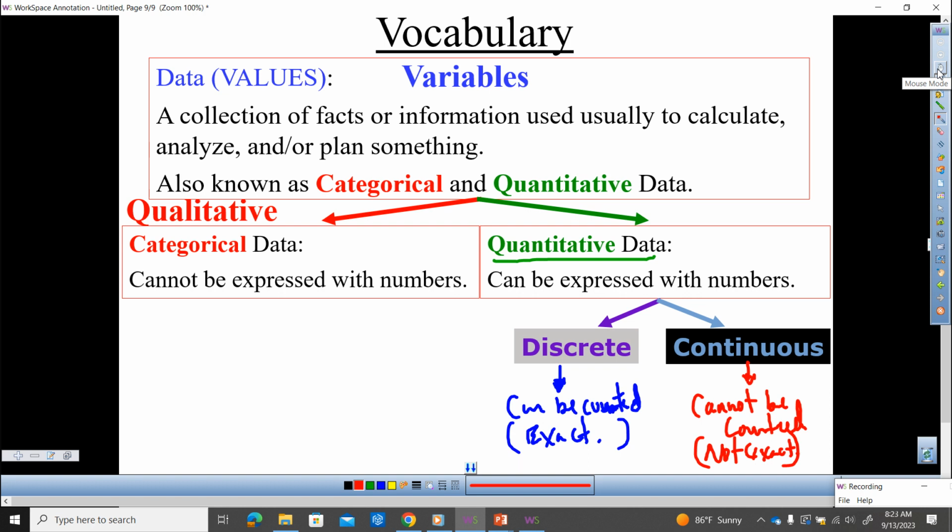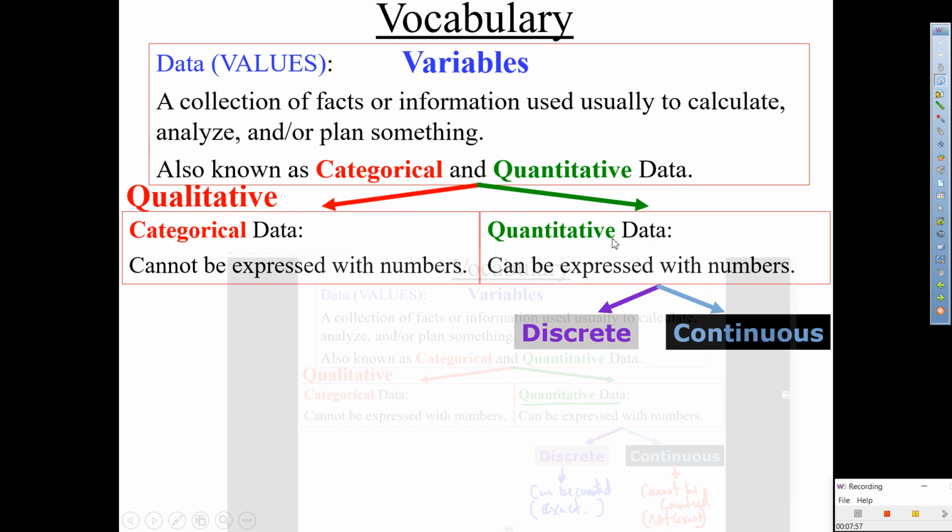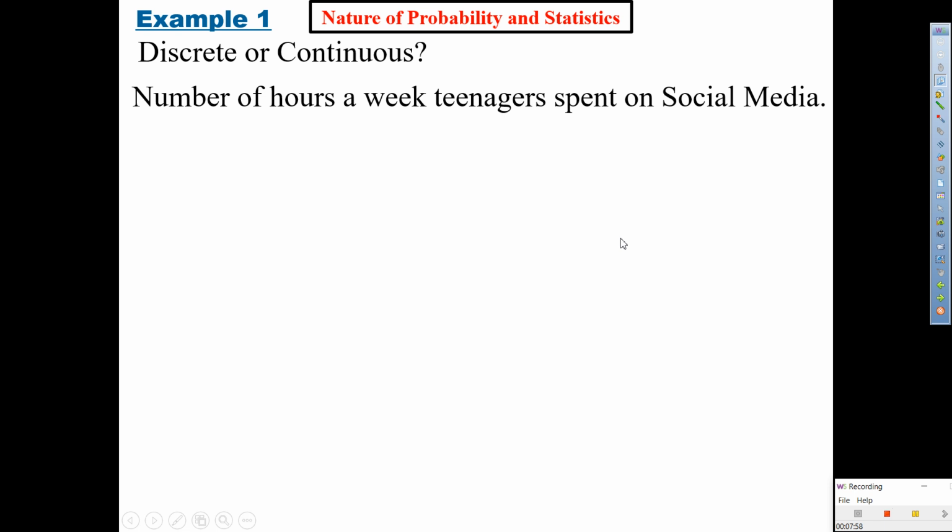Discrete versus continuous. Ready? Example 1. Don't copy this. Look up. Writing utensils down. And it reads, number of hours a week teenagers spend on social media. Think about it. If we were to gather data, number of hours a week teenagers spend on social media. Say, neighbor, that's discrete or continuous. Be careful with this one.